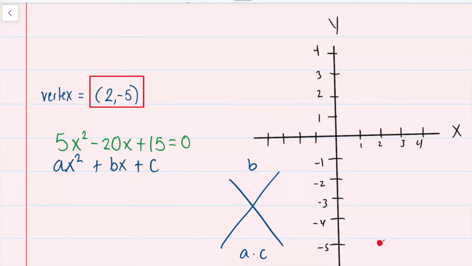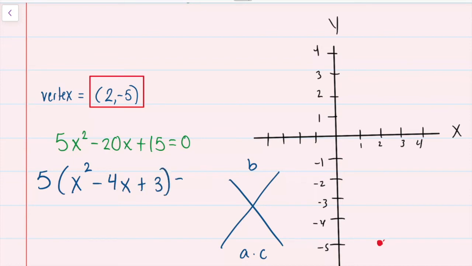I could go the hard way, guys, or couldn't I have done something like this? Check this out. Couldn't I have taken out a 5 from everything? Look, this would be an x squared, this would be a -4x, and this will be a 3. Now, I took out a 5 to make everything easier for me, and it does, because look, my a is just 1, my b is -4, and my c is 3. Feel free to always find these techniques, guys, because it makes life a lot easier.